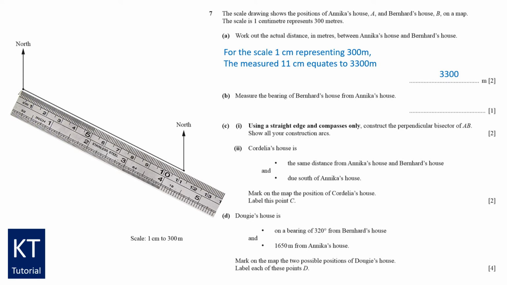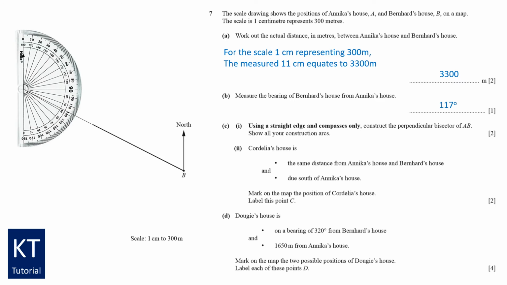Next, measure the bearing of Bernhard's house from Anika's house. Using a protractor, it indicates 117 degrees. Next, using a straight edge and compasses only, construct the perpendicular bisector of AB. Show all your construction arcs.